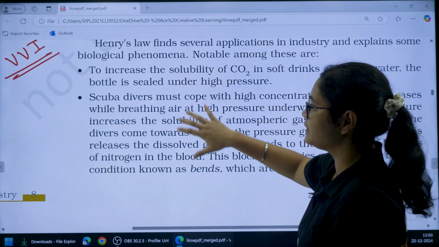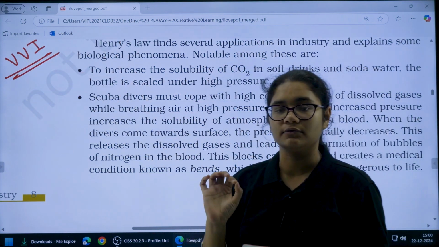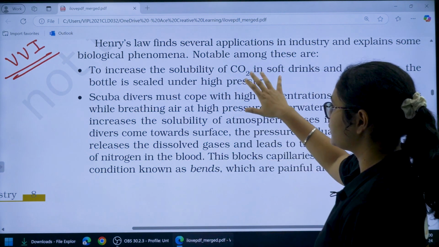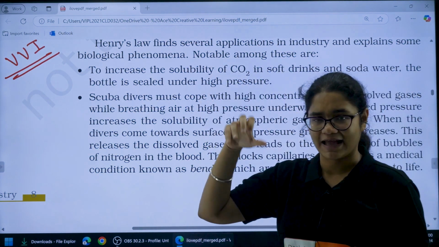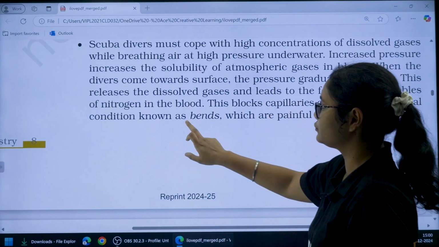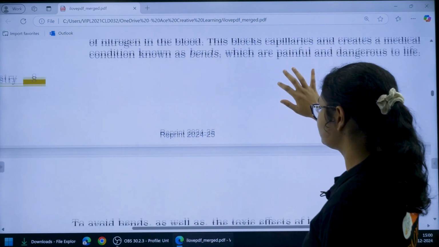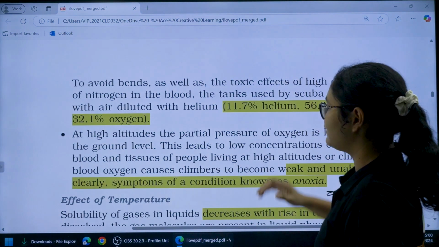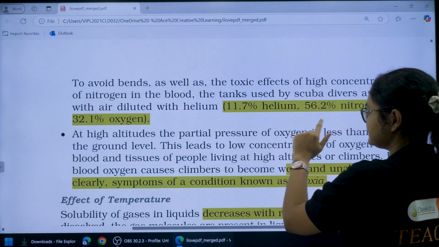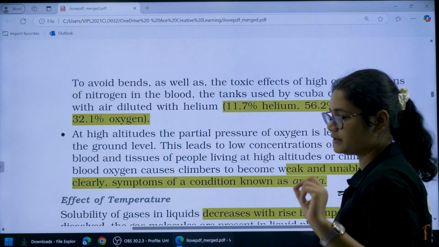Then coming to the applications of Henry's law, very important. Three applications are there, and you need to remember all three. The first one is the solubility of gas in a liquid, then scuba divers. In the case of scuba divers you should know what the bends is. This is important, please highlight what the bends is. Next, how it is prevented: for that you should know the exact amounts, 11% helium, 56% nitrogen and 32% oxygen. This composition should be remembered.